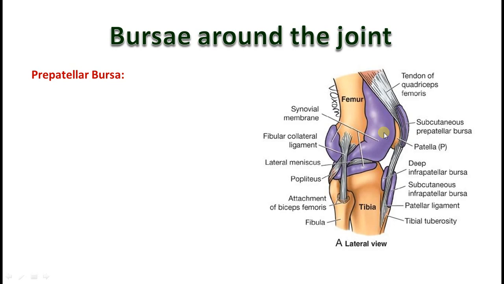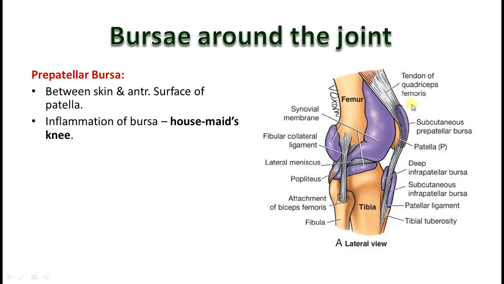Because of this you can see there are bursae disposed around the joint. In the same way the knee joint also has bursae. I think it has the most number of bursae. So we will quickly list out these bursae. First is the prepatellar bursa, which you are able to see here. It is present subcutaneously between the skin and the anterior surface of the patella. It is in front of the patella, that is why it is called the prepatellar bursa.